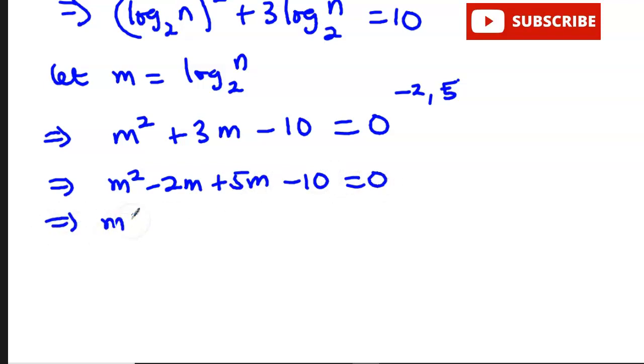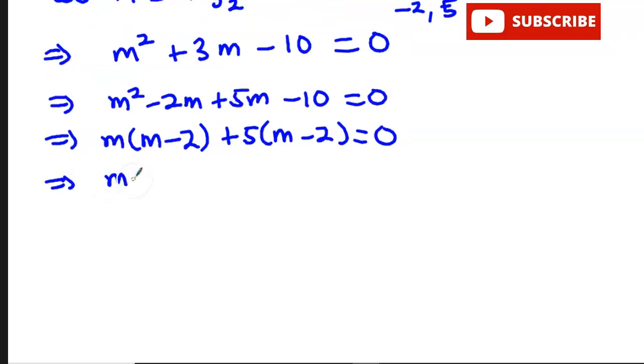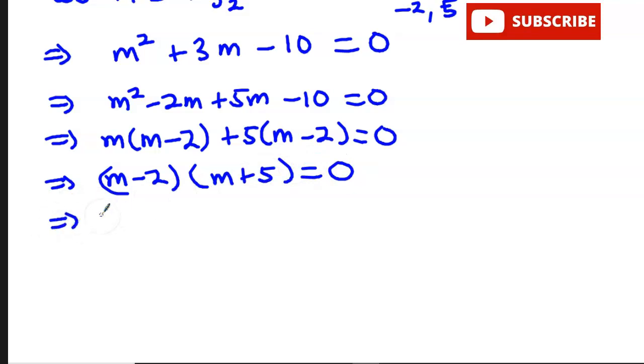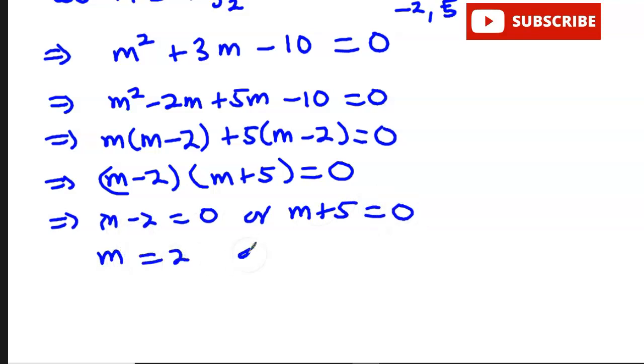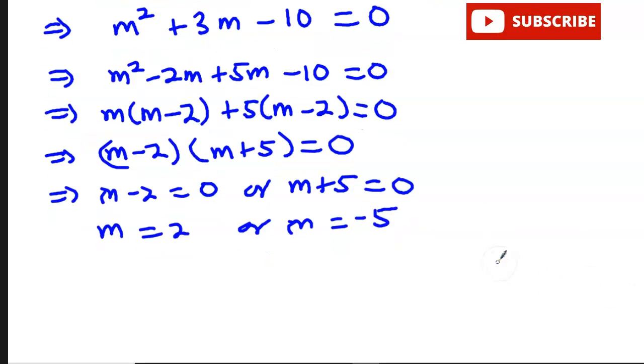So we have m into bracket m minus 2 plus 5 into bracket m minus 2 is equal to 0. So we have m minus 2 and then m plus 5 is equal to 0. And this is m minus 2 is equal to 0 or m plus 5 is equal to 0. With this, m is equal to 2 or m is equal to minus 5. Remember, we were told to find n, not m.